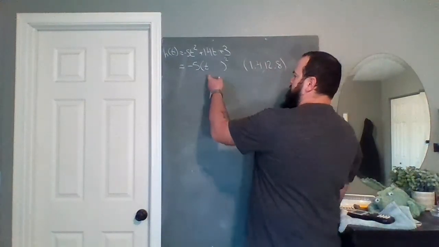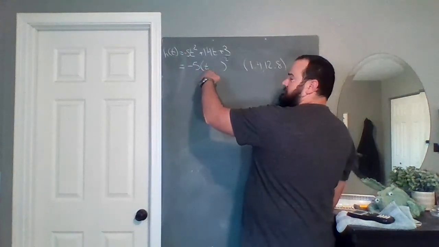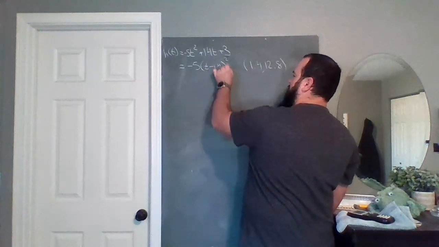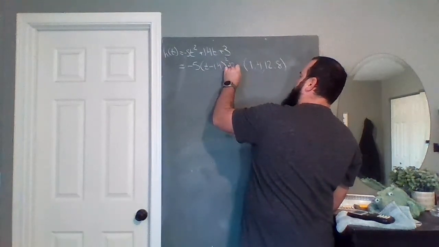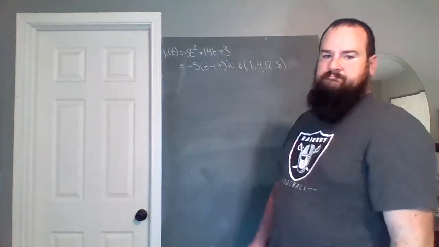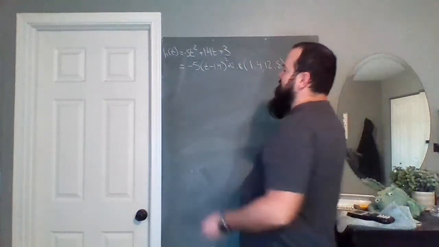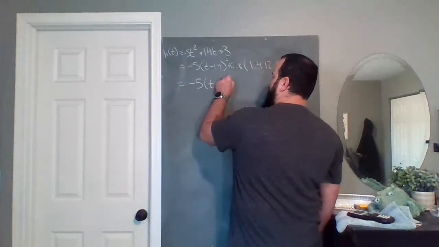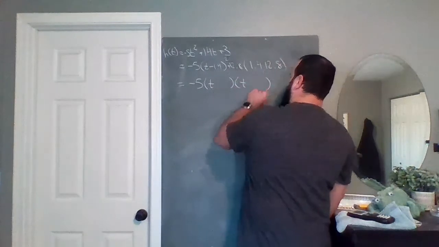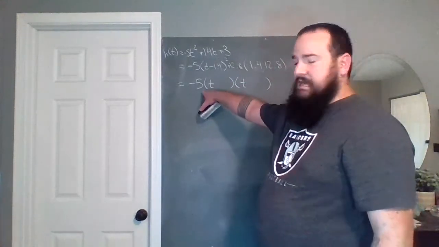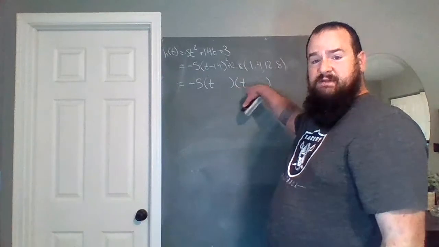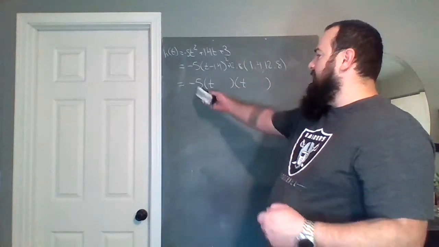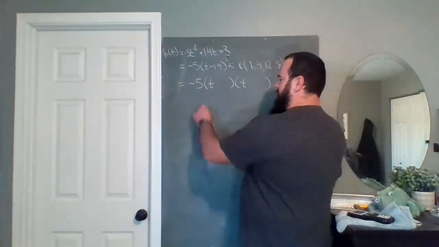So that means this is going to be negative 5, my a value, times t minus h, so minus 1.4, squared, plus k, 12.8. That's not bad. Now what about for factor form? Well, again, our a is the same, negative 5. In this case, it's a times x minus r times x minus s, where our r and our s are our x-intercepts.